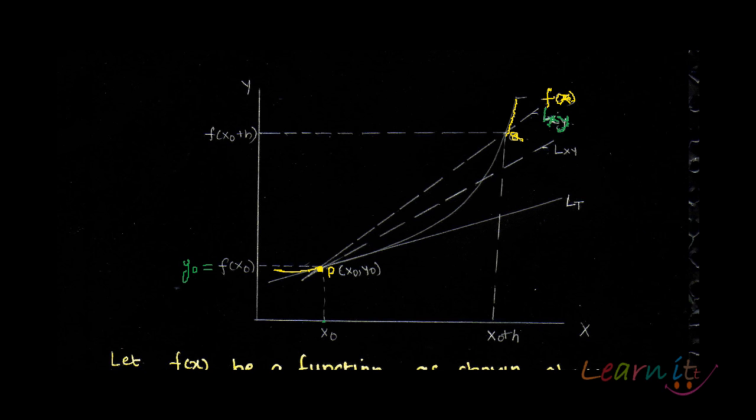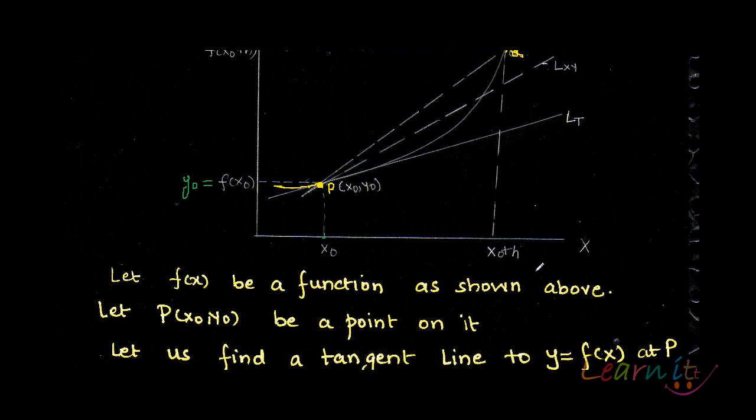And this Q is a point where x is a little far from x0, so I am quoting it as x0 plus h. Let me write it here for you. Q is a point which has x-axis value x0 plus h and y-axis value f(x0 plus h). So Q consists of these two values.